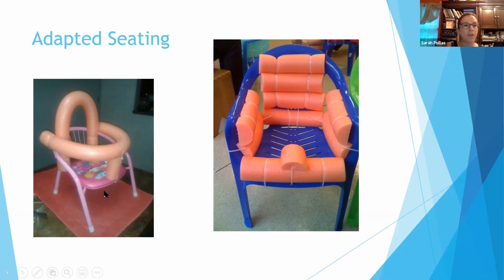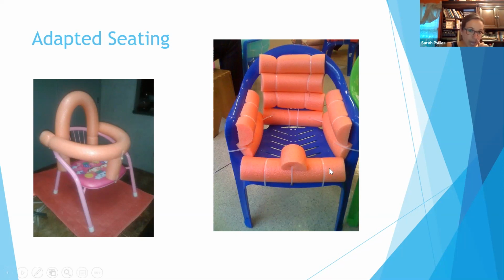So the loop around gives them upper extremity support and trunk support, and then the piece in the middle helps them stay upright and not slide forward. On the right is an example of a lawn chair that, again, uses pool noodles.